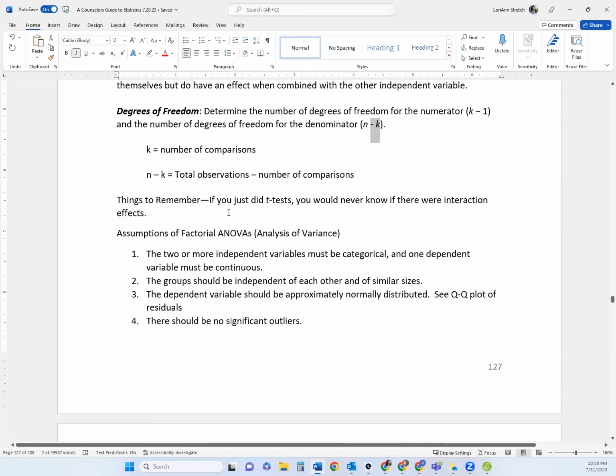So why do we not do t-tests? Well, one, we'll have to increase our risk, as we saw in the ANOVA tutorial, that we would have to raise our risk to the number of observations. Also, we would never know the interaction between the independent variables, which is a powerful component of factorial ANOVA.